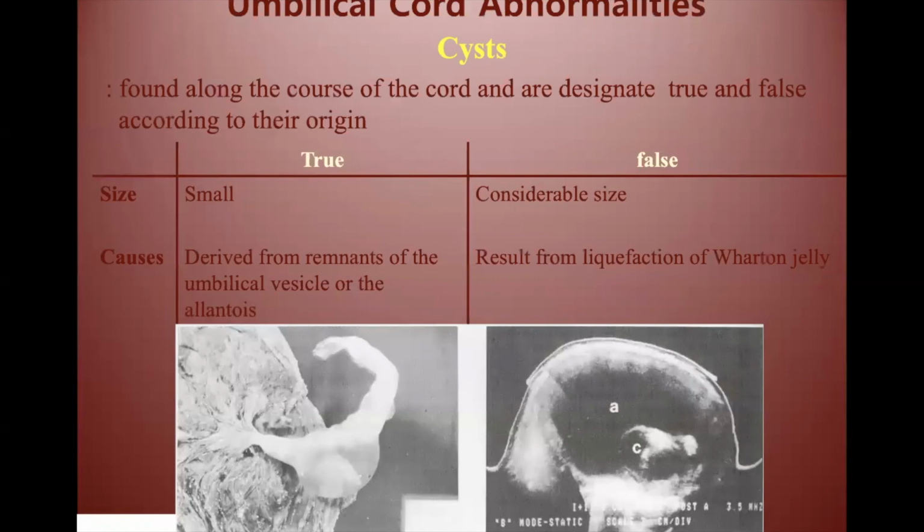And we have sometimes cysts. The cysts occasionally are found along the course of the cord. They are designated according to their origin. True cysts are epithelium-lined remnants of the allantoic or vitelline ducts and tend to be located closer to the fetal insertion site. In contrast, the more common pseudocysts form from local degeneration of Wharton's jelly and occur anywhere along the cord.